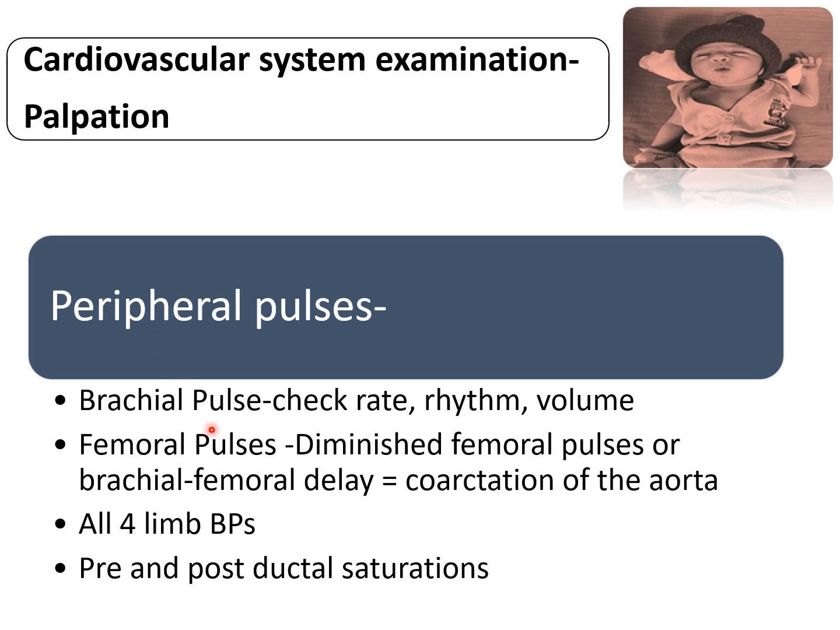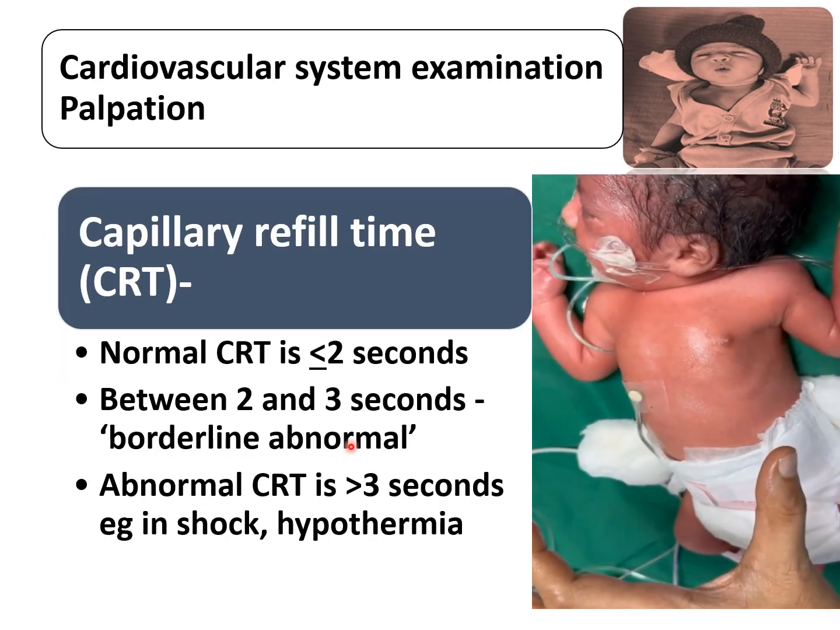Brachial pulse for the rate, rhythm and volume. Femoral pulse we should always check, because diminished femoral pulse and brachial femoral delay are seen in coarctation of aorta. Whenever we are suspecting cardiovascular disease in a newborn baby, all four limbs BP should also be mentioned, and pre and post ductal saturation should also be mentioned in the palpation.